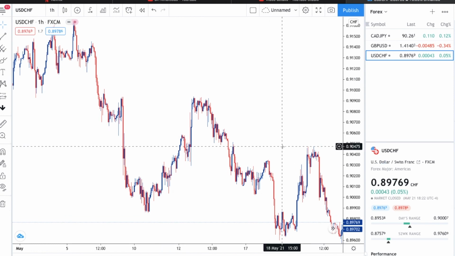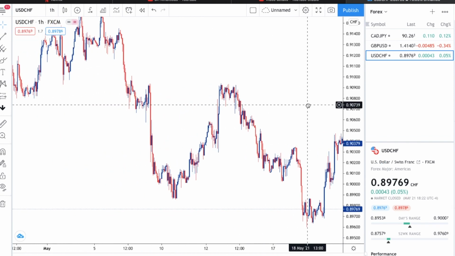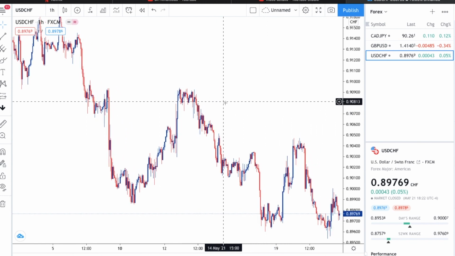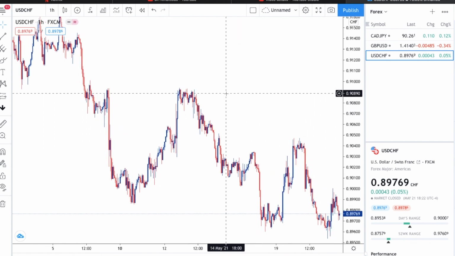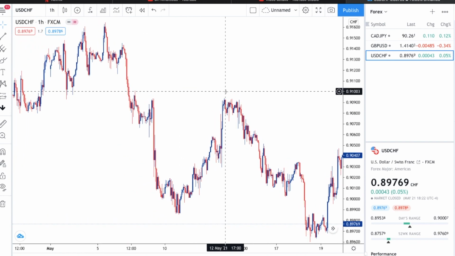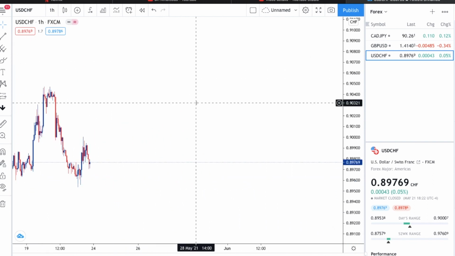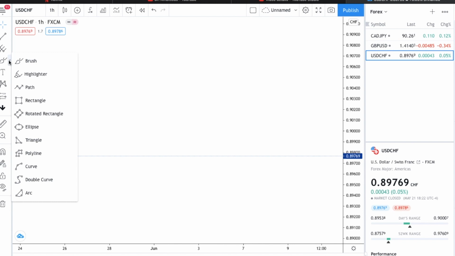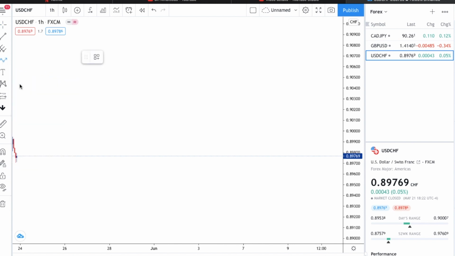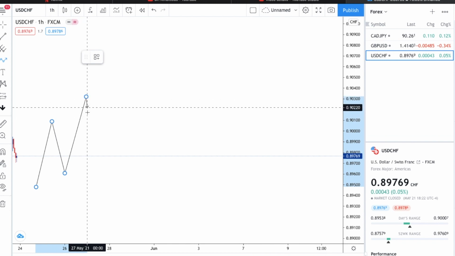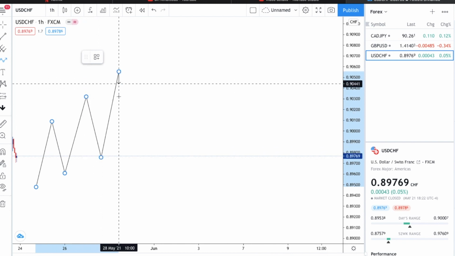All right, so the pair that I want to look at for this supply and demand lesson is USD CHF, and I'm gonna be showing you how the demand played out and also how the supply zone plays out. But before that, let me just give you guys a quick overview of what demand and supply is. So let's look at a trend. Let's look at a bullish trend, for example. We all know this is an example of what a bullish trend looks like.